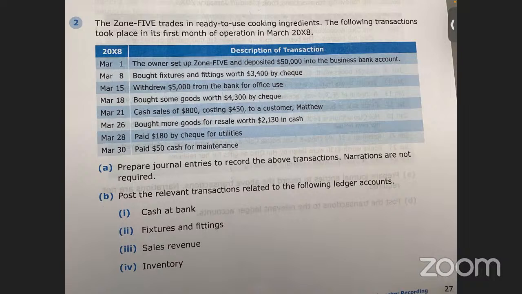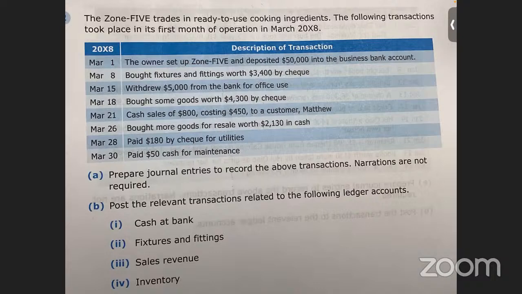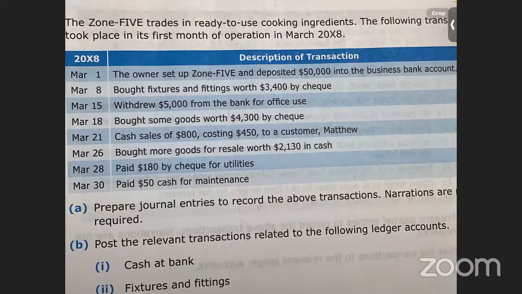I'm going to try one more, and if it doesn't work, that means we are too early. It doesn't mean that you don't understand. It just means that we're too early. Look at the March 18 scenario: bought some goods worth 4,300 by check. Correct? Yeah, that's what happened. Now I am going to tell you the reverse scenario. The reverse scenario is very simple: you return the goods. You bought some goods, you return some goods.